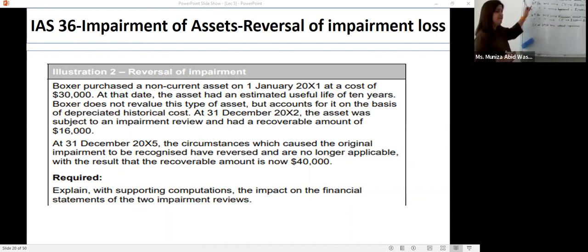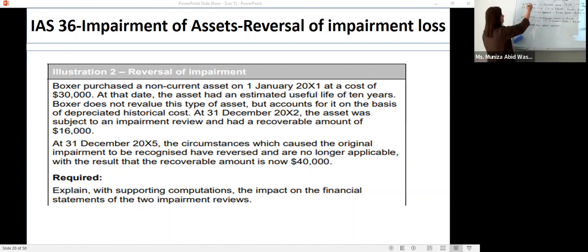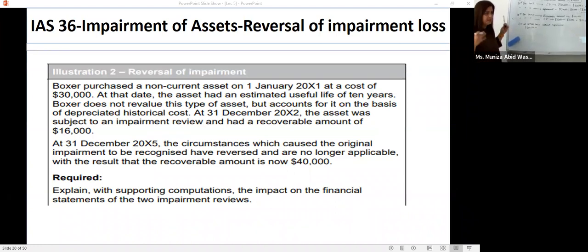If there would not have been any impairment, then what would have been the carrying value? That is historical cost minus accumulated depreciation. So historical cost has been 30,000. The estimated useful life has been 10 years. 30,000 divided by 10 years, how much per year depreciation is there?